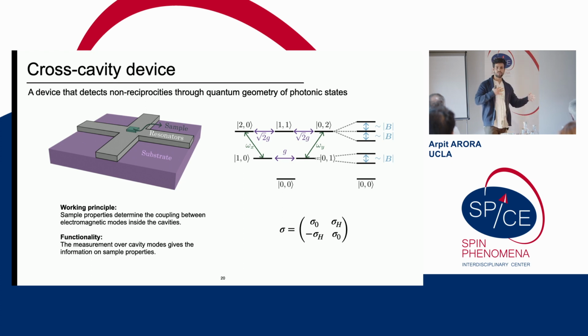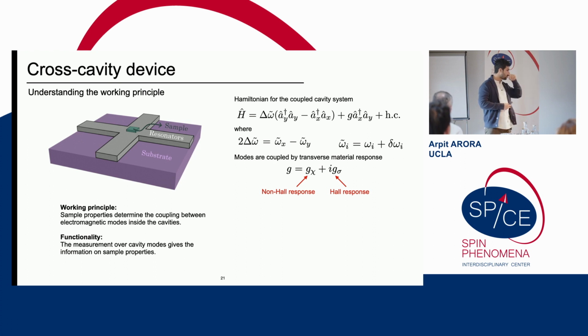So now with this intention, we try to propose a new protocol having this device which has two cavities arranged in a cross geometry, and the sample under examination is placed in the middle. And the working principle is quite straightforward. So we have electromagnetic modes inside the cavity, and how they couple depends on the material response. And the functionality of the device is also very straightforward. When we perform measurement over the photonic states, we indirectly extract the information about the sample.